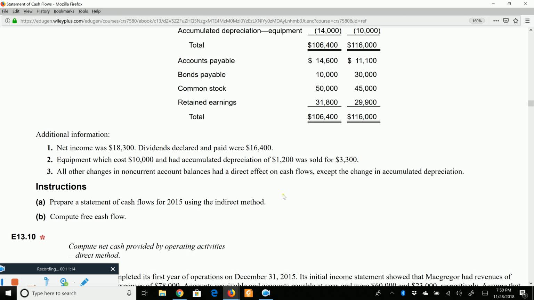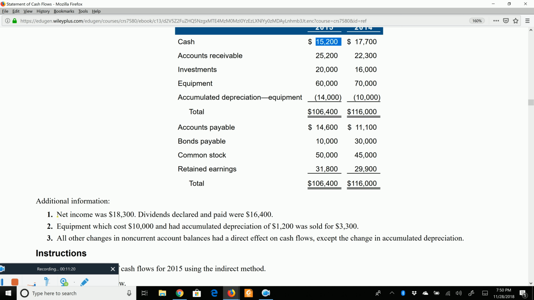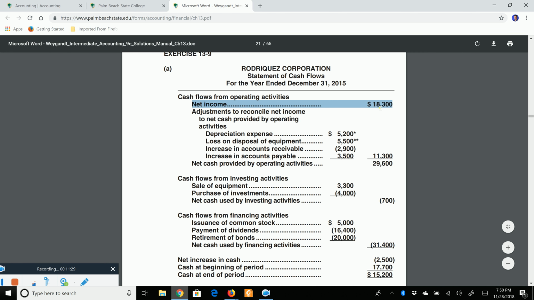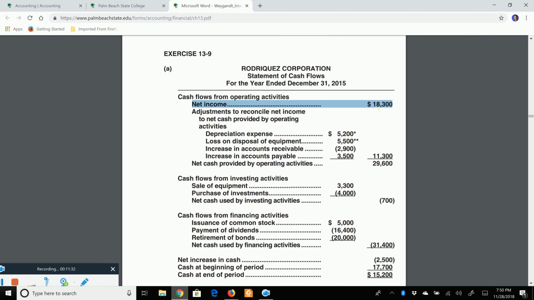So in the real world, you would go to the income statement to find the net income. For purposes of this homework problem, it was given to us down here, and I'm highlighting it. Net income was $18,300. So that's going to be the first line in our indirect method cash flow statement. And so the whole objective of the operating activities is to adjust this net income, which was prepared using accrual accounting. Do you guys remember that? We have accrual-based accounting, net income. But we're going to reconcile that number to not net income, but net cash provided by the operating activities.